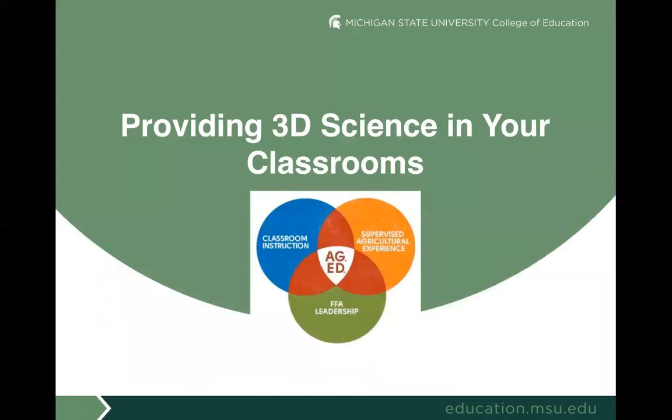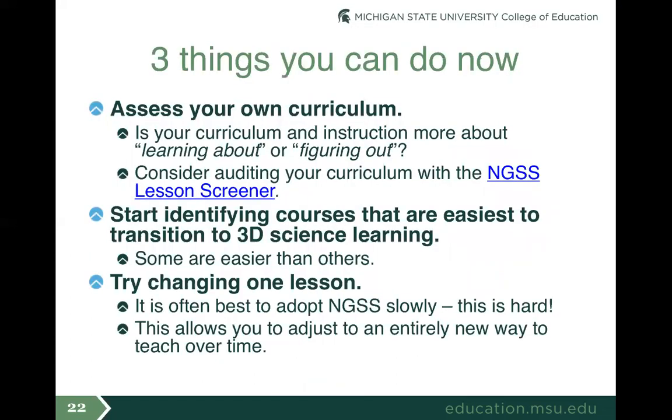So to conclude, we'll talk briefly about things that you can do to incorporate these ideas in your own classroom. There are 3 things you can do right now, and the first is to assess your own teaching and your own curriculum. Is what you do more about learning about the phenomenon or figuring out unknowns? And one way to check this is through the NGSS lesson screener. You can either just Google those terms, or if you have access to this PowerPoint, you can click on that hyperlink. You can also start identifying courses that might be easiest to transition to 3-dimensional science learning. Some are easier than others, and so it makes sense to start this in a stepwise fashion.